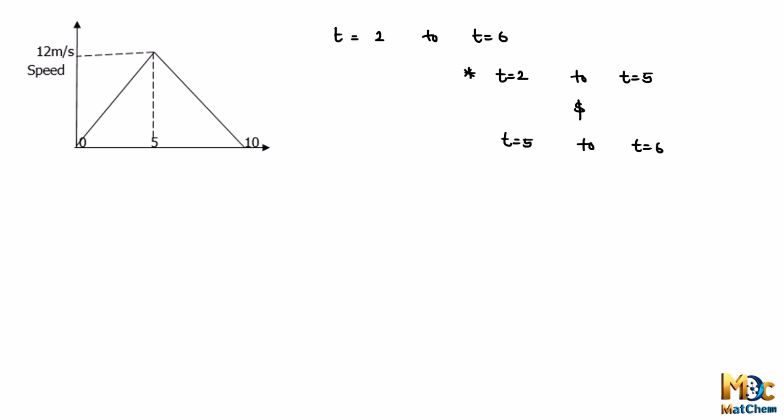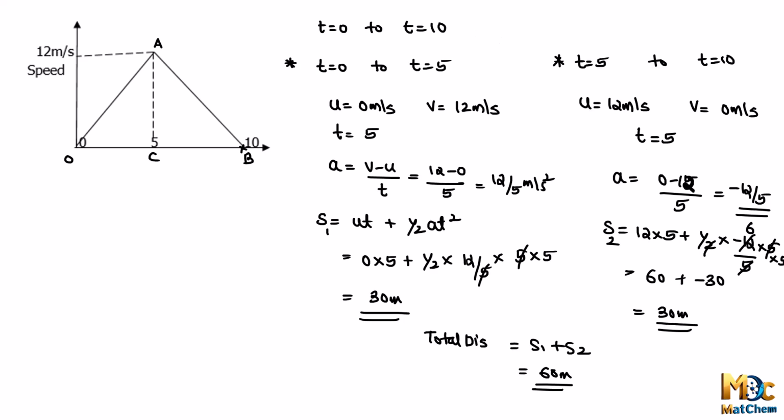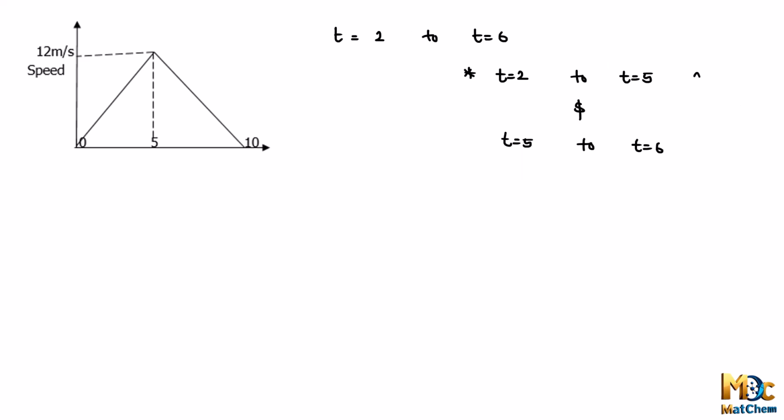So we know that from t equal to 2 to 5, the acceleration is 12 by 5. Here the acceleration is minus 12 by 5. So we will take the first condition, from t equal to 2 to t equal to 5. We need to find out the velocity in each case.